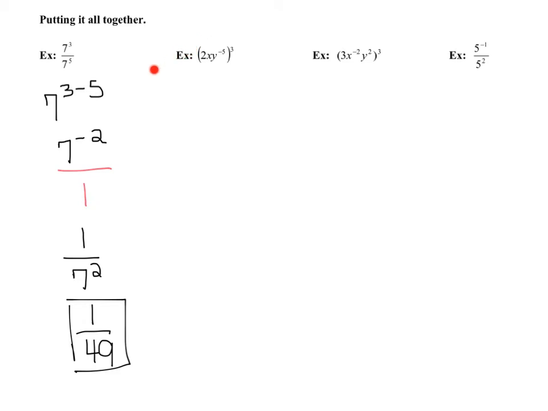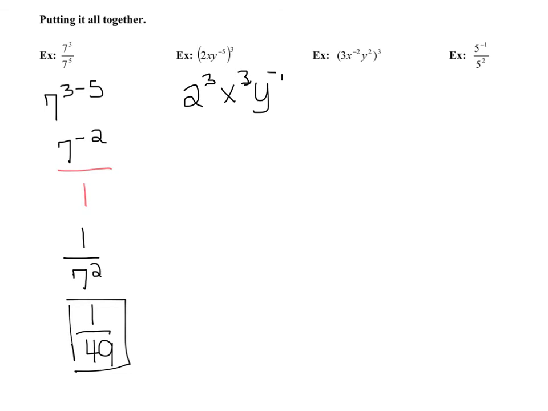On this next example, I need to get rid of the parentheses first. And the way that I'm going to do that is I'm going to raise everything to the third power. There are 3 items inside the parentheses. The first item is your 2, the second item is your x, and your third item is y to the negative fifth. I want to raise each of those to the third power. So first I would do 2 to the third power, x to the third power, and then y to the negative fifth to the third power.